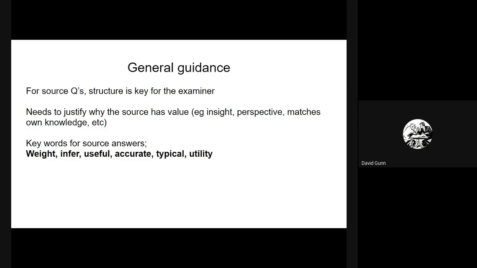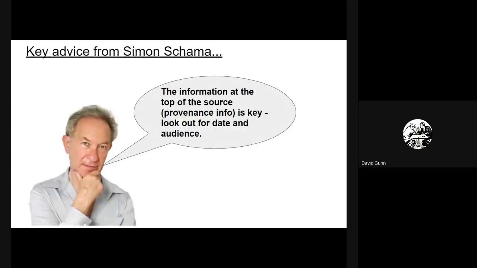So you can use these kind of words here. The weight that the source has, what can we infer, how is it useful, is it accurate, is it typical, and then the utility, the usefulness of the source. So we'll go through those in more detail in just a minute, but this is what you've got to be thinking of for this question: the value of the source.